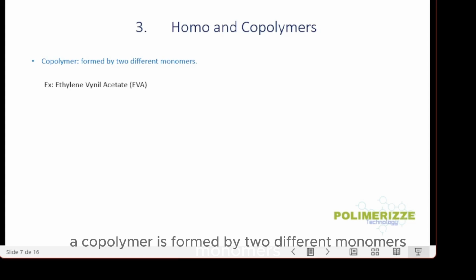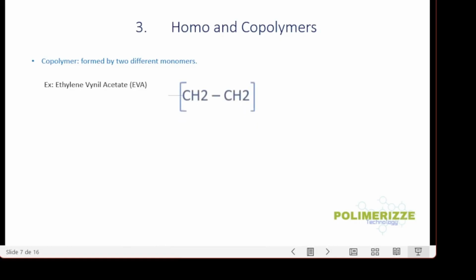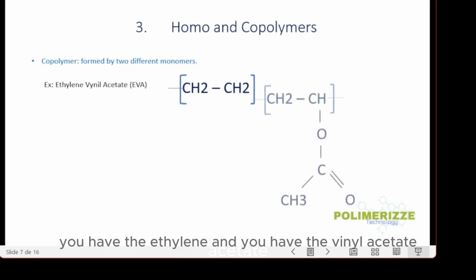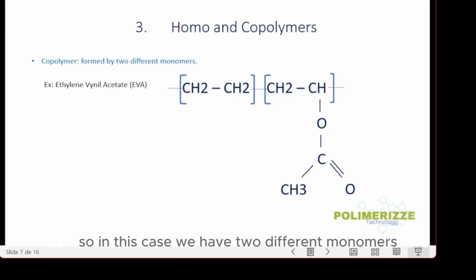Meanwhile, a copolymer is formed by two different monomers. Let's see the example of ethylene vinyl acetate, EVA. You have the ethylene and you have the vinyl acetate. So in this case, we have two different monomers.